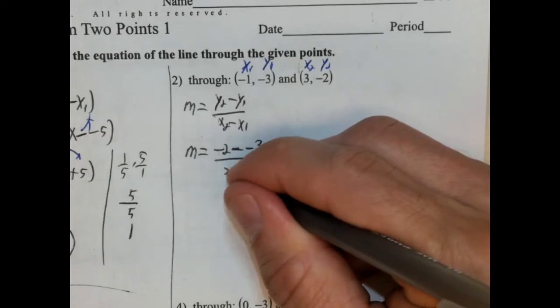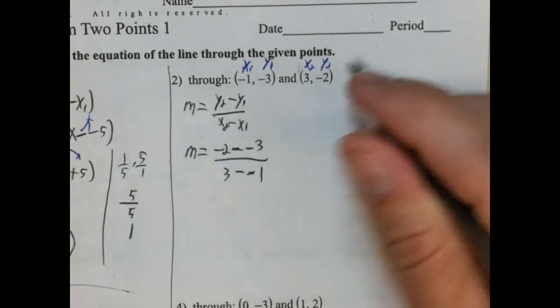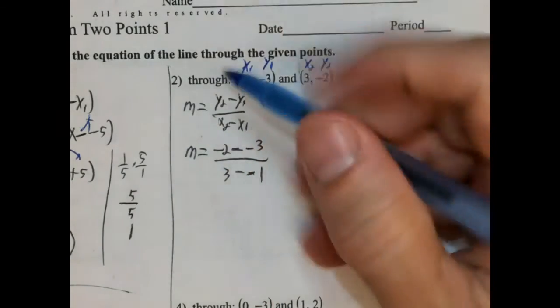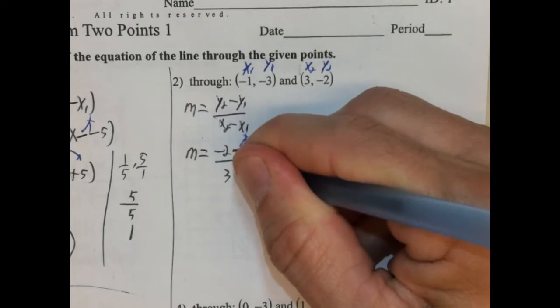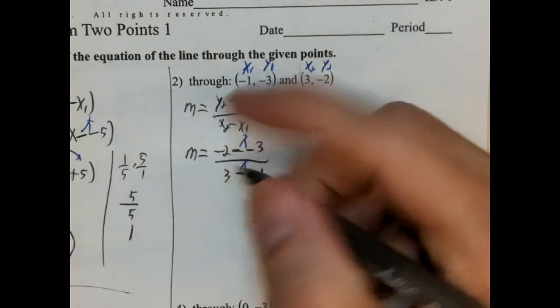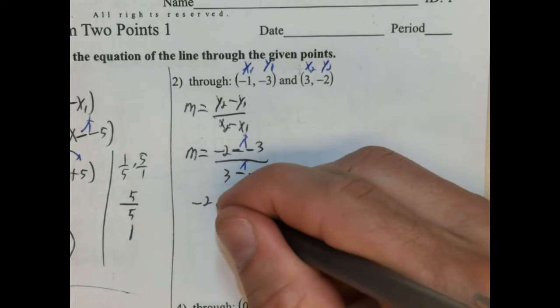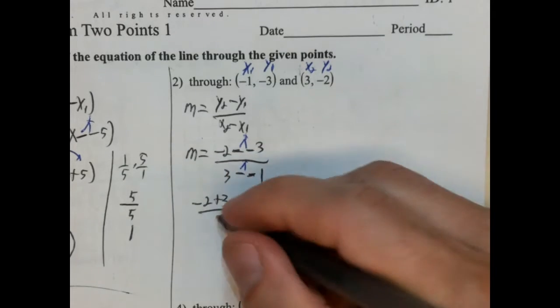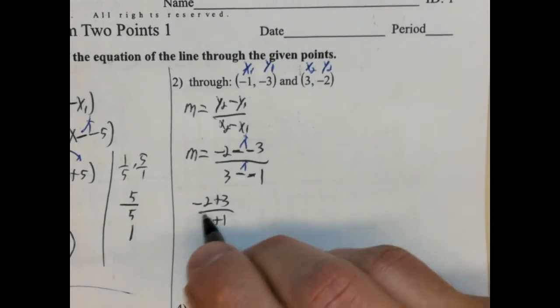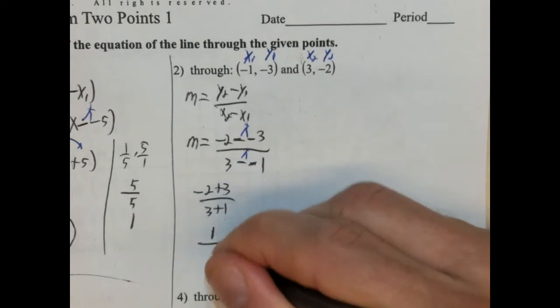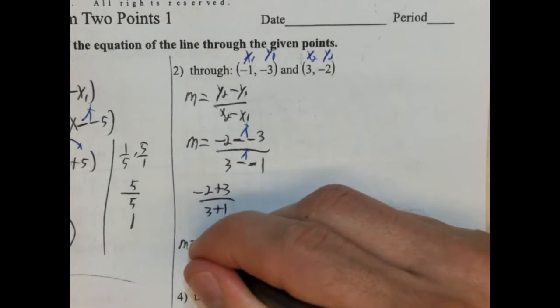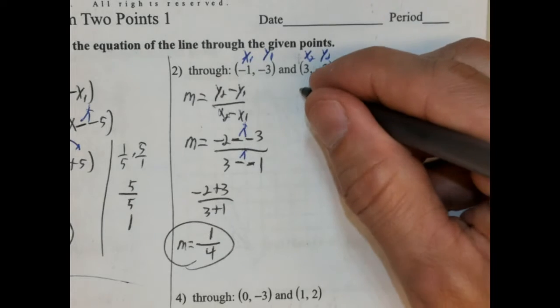And then x sub 2 is 3, take away minus negative 1. So negative 2 plus 3, and then 3 plus 1. So negative 2 plus 3 is 1, and 3 plus 1 is 4, so our m is 1/4. That's our rate of change. So let's write our formula.